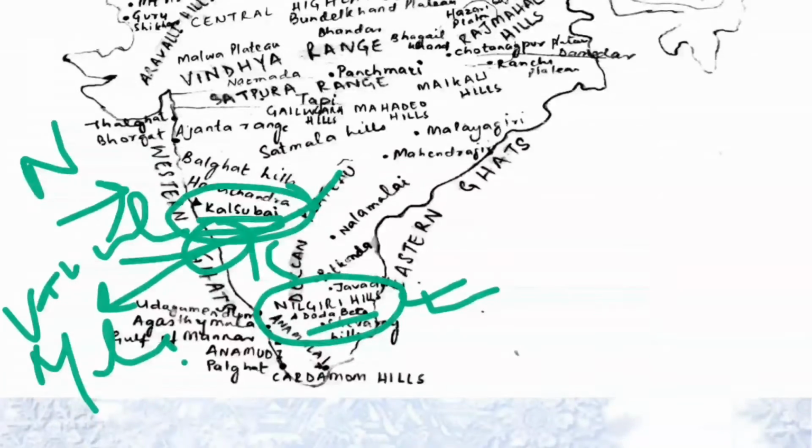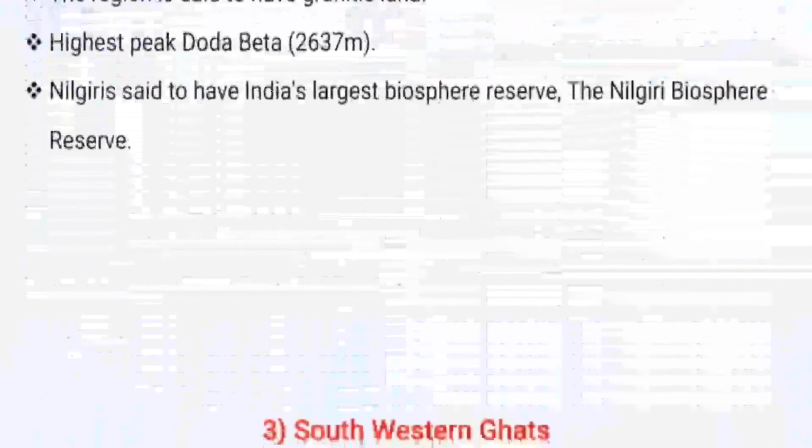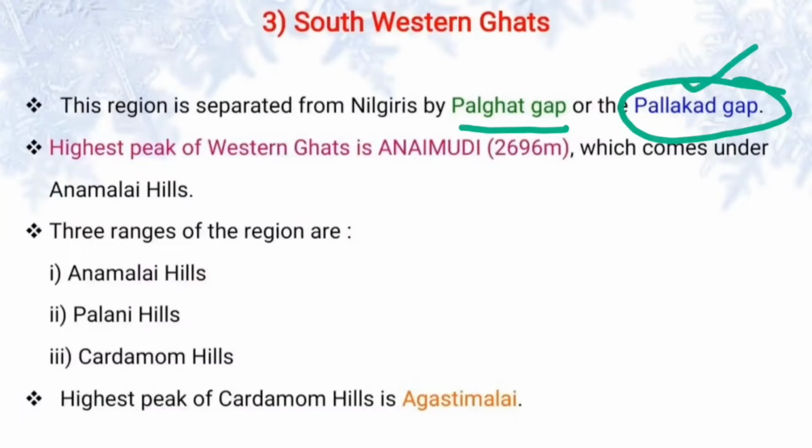Fine. Moving forward, let's take now the Southwestern Ghats. In the Southwestern Ghats, there is a gap which separates the Nilgiris from the rest of the region of the Western Ghats, and this gap is known as the Palghat Gap or the Palakkad Gap. These two are actually the names of the same gap. Either you call it the Palghat Gap or the Palakkad Gap, and most importantly, in most of the maps you will find the name Palakkad Gap.